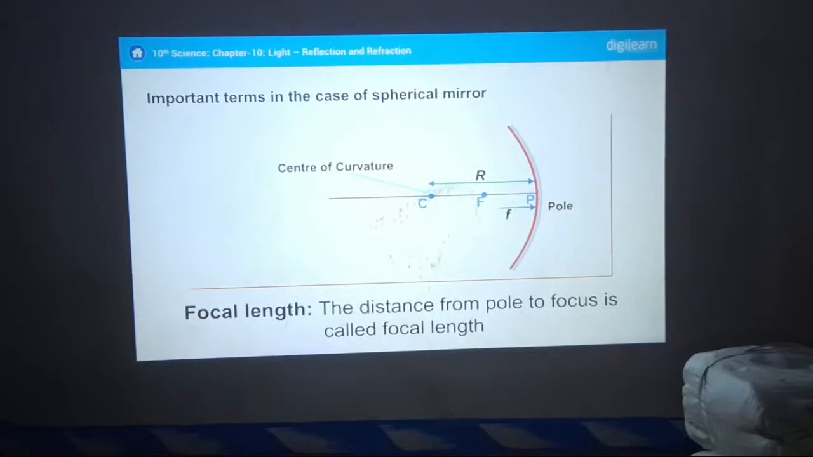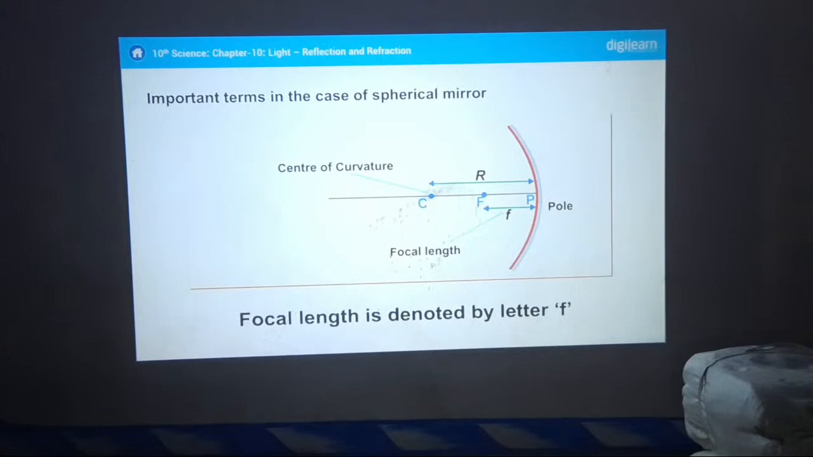Focal length. The distance from pole to focus is called focal length. Focal length is denoted by letter F. Focal length is equal to half the radius of curvature, or F equal to R by 2, or R equal to 2F.